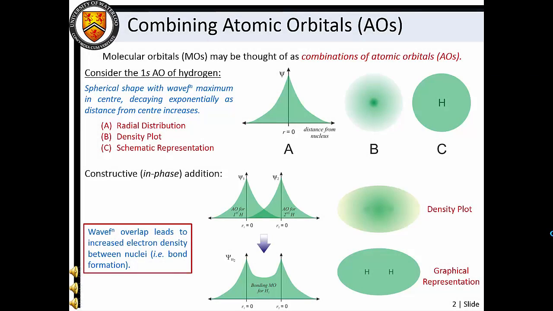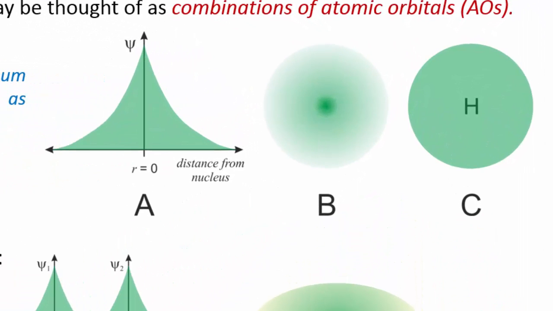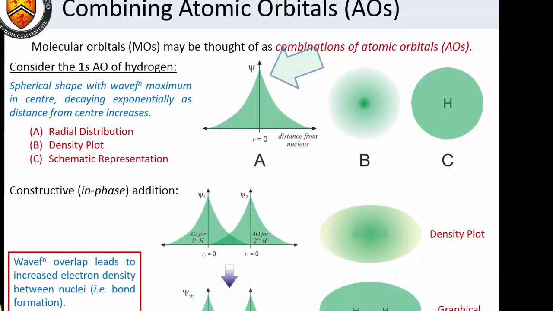Molecular orbitals can be thought of as combinations of atomic orbitals. Consider, for example, how two hydrogen 1s orbitals can combine to produce molecular hydrogen. We know that the 1s atomic orbital has a spherical electron density distribution that is most dense at the nucleus and decreases exponentially with radial distance. We can picture this as a density plot or in terms of the radial distribution.